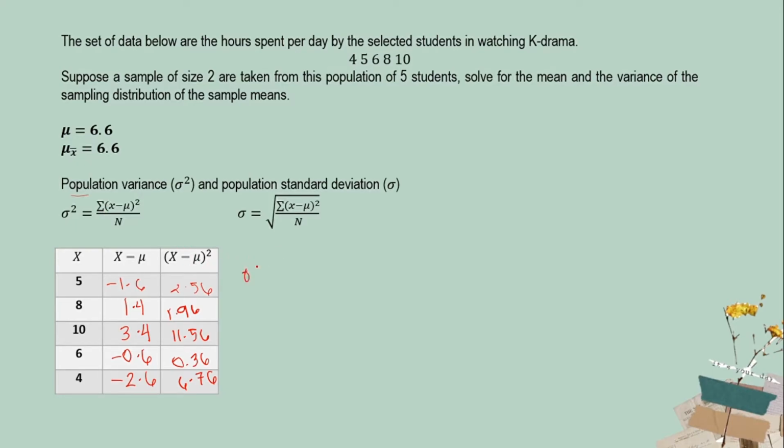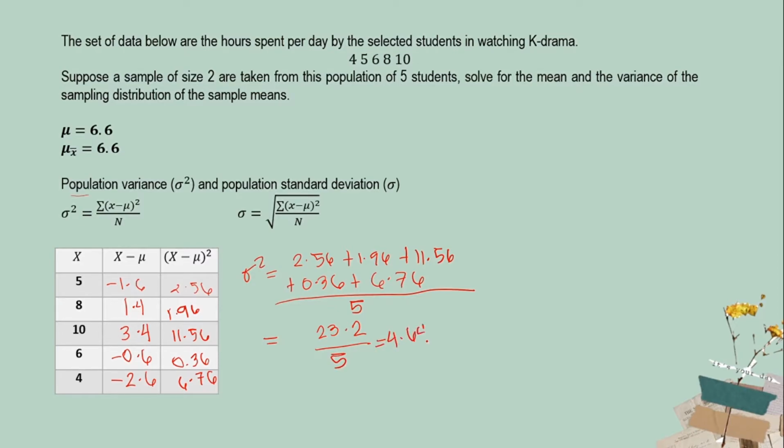So we're going to get the summation of x minus mu squared. So that would be 2.56 plus 1.96 plus 11.56 plus 0.36 plus 6.76, divided by the population size, which is 5. Then it would give us 23.2 divided by 5, which is equal to 4.64. So the population variance is 4.64. Now we're going to solve for the population standard deviation.